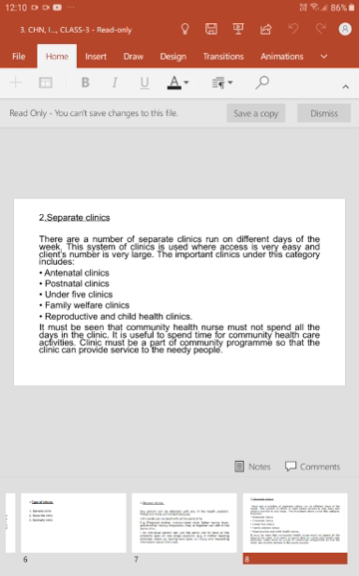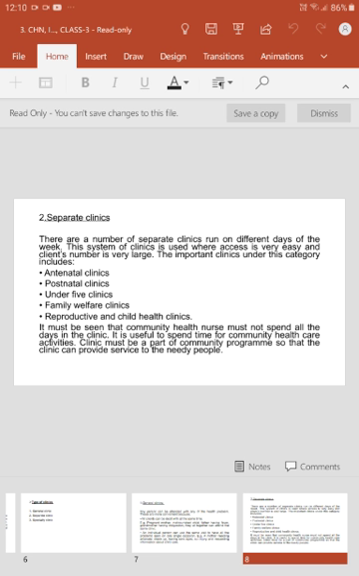For example, the antenatal clinic. You can give attention to pregnant ladies. Antenatal means pregnant mothers only. Once they are pregnant, they can go to the antenatal clinic, where they see only pregnant lady care. So it is very easy to give care to pregnant ladies.